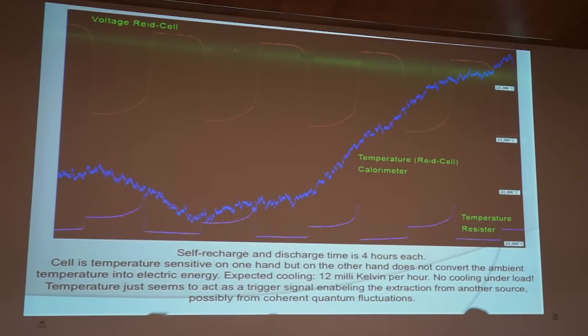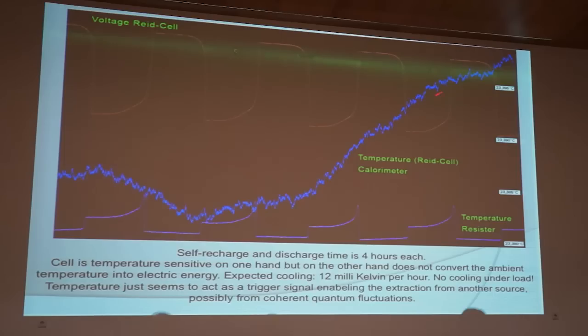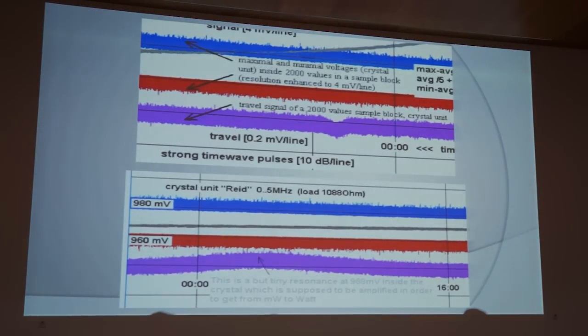There is no cooling under load or when putting it under load. The temperature just seems to act as a trigger signal, enabling the extraction from another source, possibly from coherent quantum fluctuations. Now, if you're looking at 12 millikelvin per hour, and this is a phase of 4 hours, we would expect a drop of 48 millikelvin. But as you can see, we have no change in temperature at all, and there's no heating likewise. So also from an electrochemical point of view, it's a strange result.